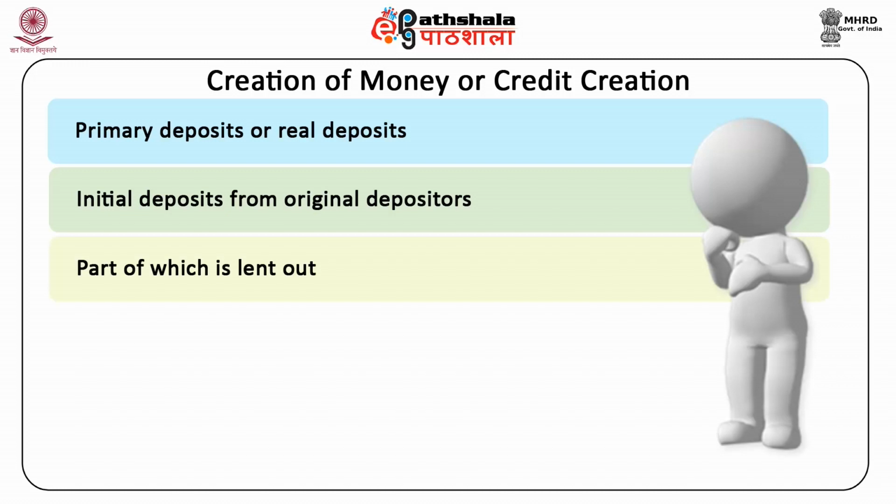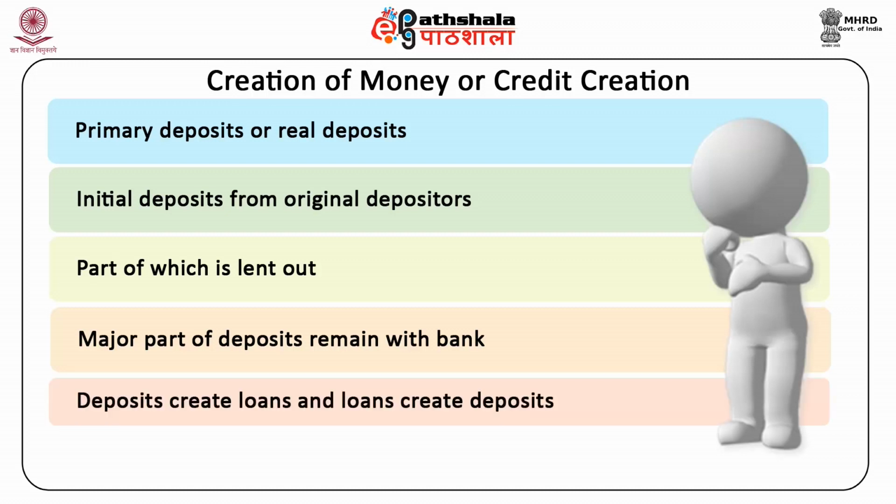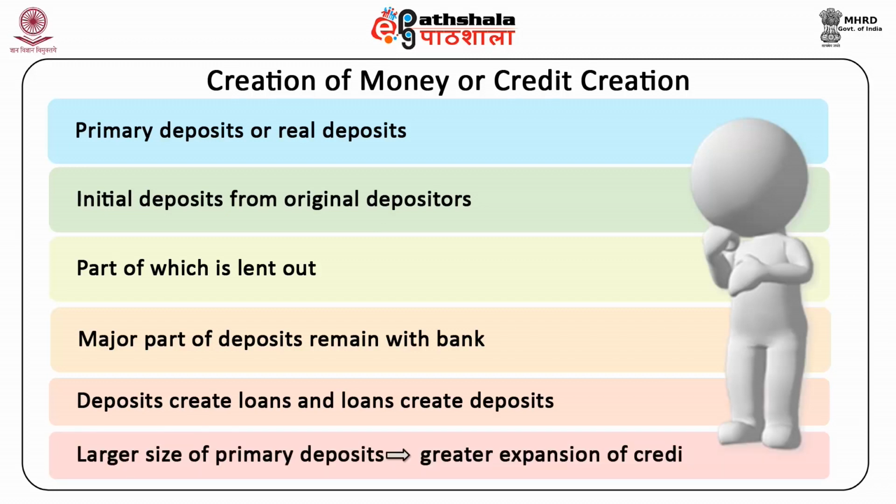A part of primary deposits is lent out to some other people by crediting their bank accounts with the loan amount. It implies that a major part of the deposits remain with the bank, which it can further use to create more money. So, it can be said that deposits create loans and loans create deposits. Thus, larger the size of primary deposits, the greater will be the expansion of credit.